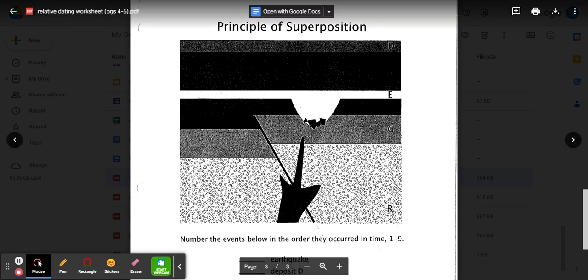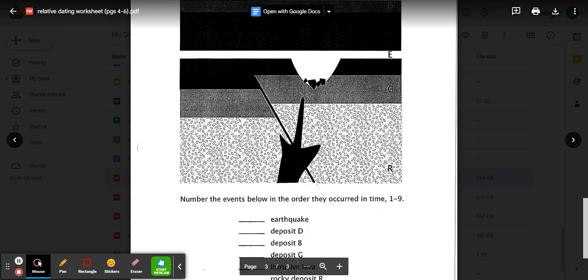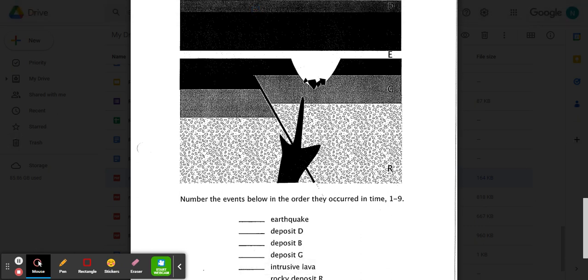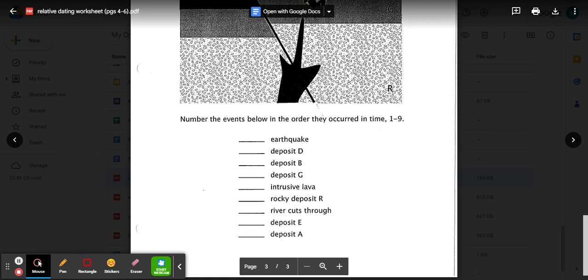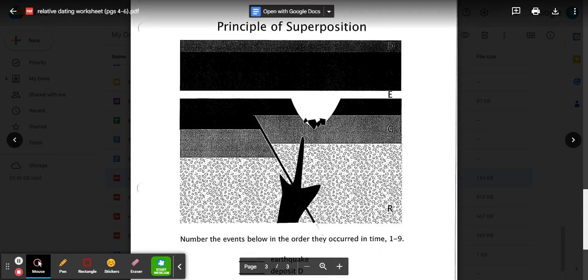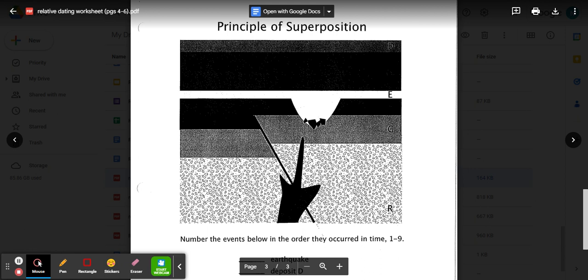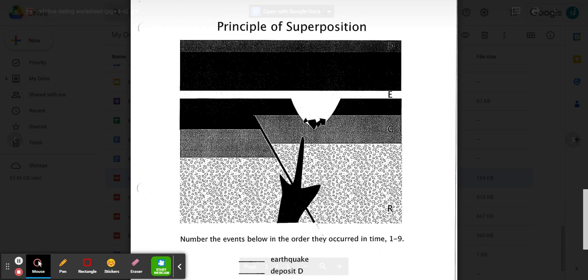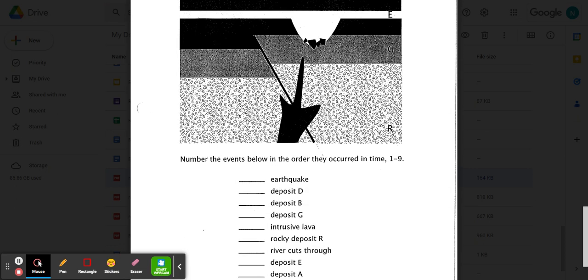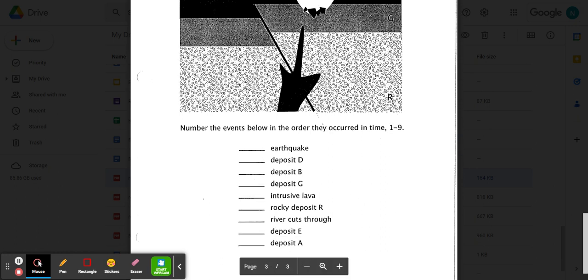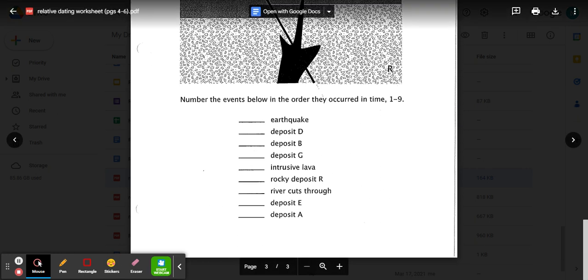All right, and then the principle of superposition back here: number the events below in the order they occurred in time, 1 through 9. So what would happen first? 1, and then 9 would be the last thing that happened. So, layer D up here we know would be the last thing to happen. Layer R right here we know was the first one. So there's 2 of your hints. I'm going to have you do that one on your own. We'll talk about it tomorrow.